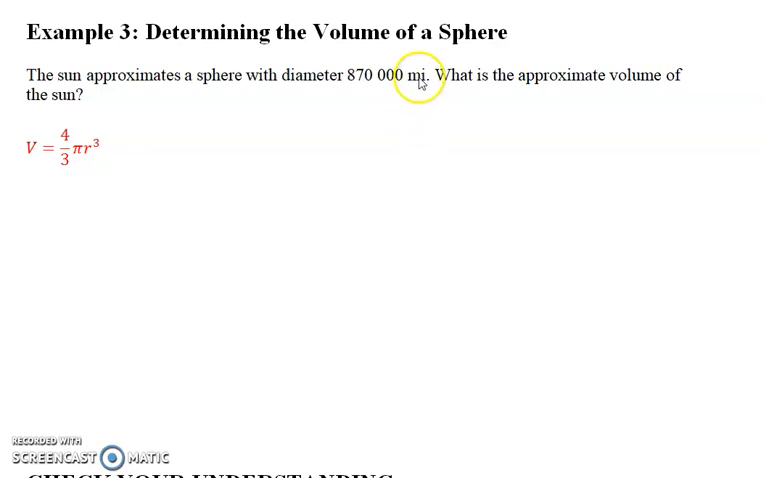So the first thing we're going to have to do is change the diameter into the radius, which is simply taking half of the diameter to get the radius to plug into our formula. So we're going to take half of that, which would be 435,000 miles. That would be the radius, half of the diameter.